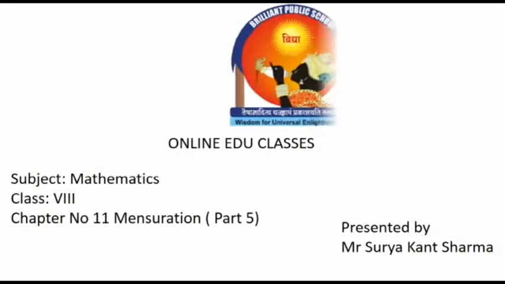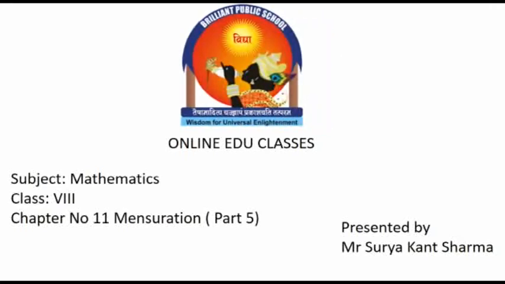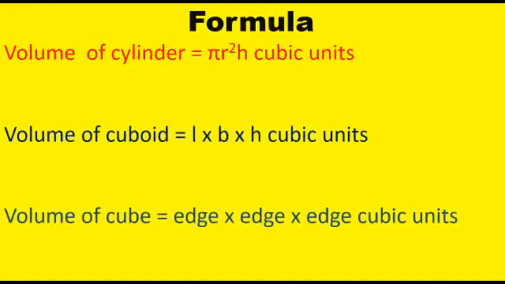Good morning, students. In this video, we are going to use the formula to solve our exercise question 11.4. Volume of the cylinder is pi r square h, volume of cuboid is length into breadth into height, volume of cube is h cube, or we can write h into h into h.